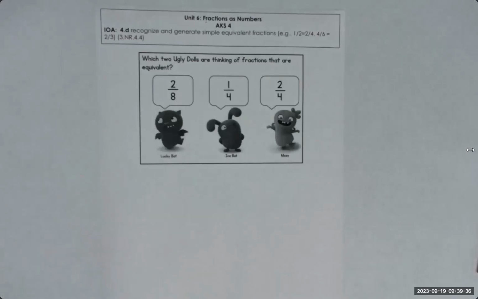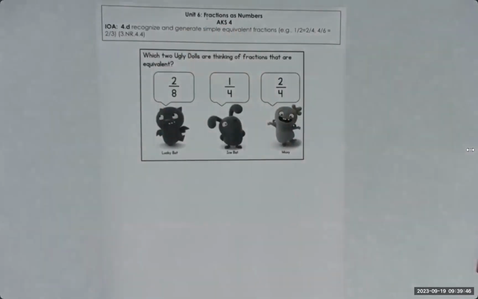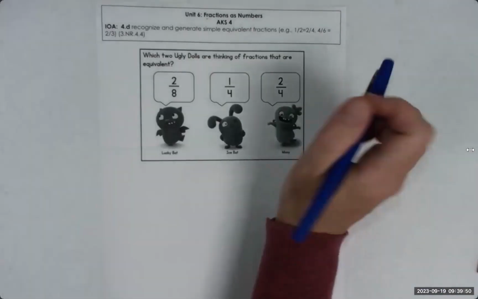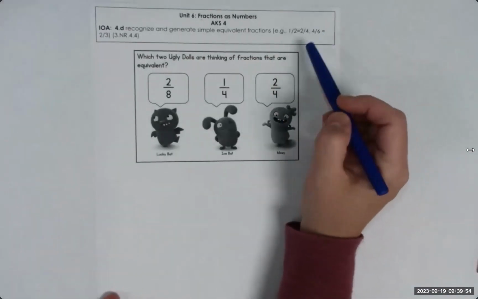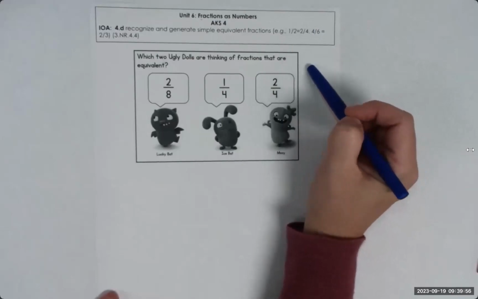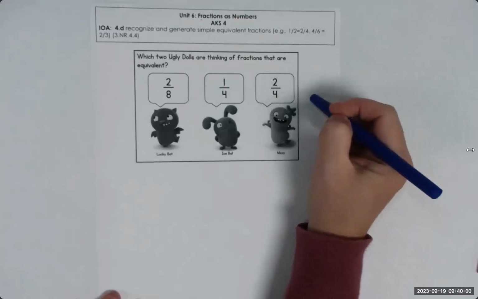Hey teachers, one of the last instructional strategies we are going to take a look at today deals with AKS 4, IOA 4D, recognizing and generating simple equivalent fractions. Now again, we are only working with fractions that have denominators of 2, 3, 4, 6, and 8. So that's very important to note.